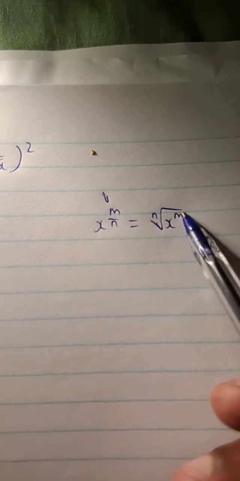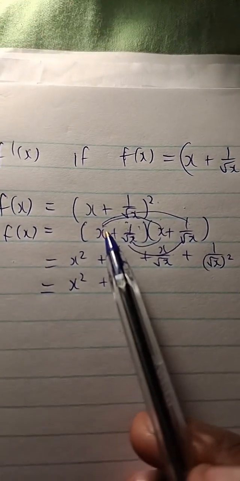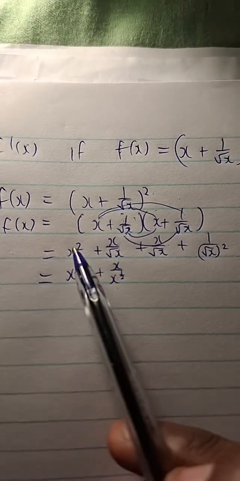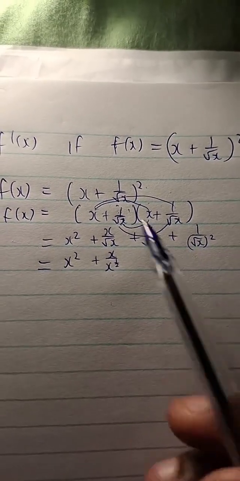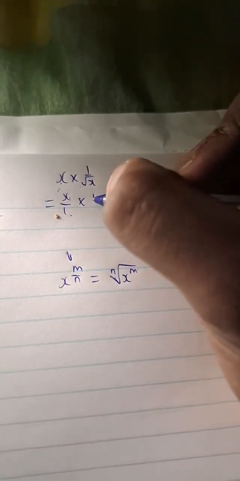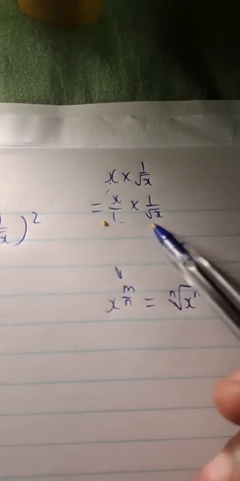Okay, Hami, you are asking how did I get x over root x? This goes back to this. What's x times 1 over root x? As I'm doing this, I'm multiplying x times x, x squared. X times 1 over root x. So here it is, x times 1 over root x. This x, you can write as x over 1 times this 1 over root x. This is in the numerator, this is in the denominator.